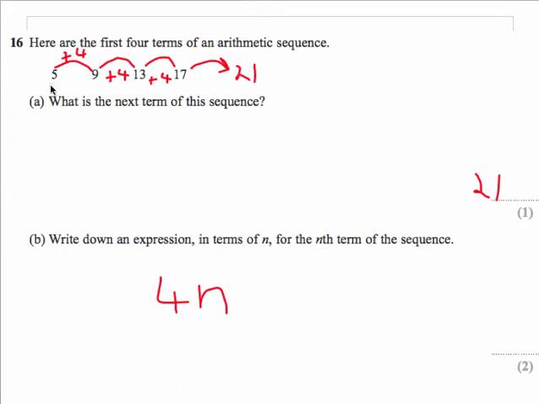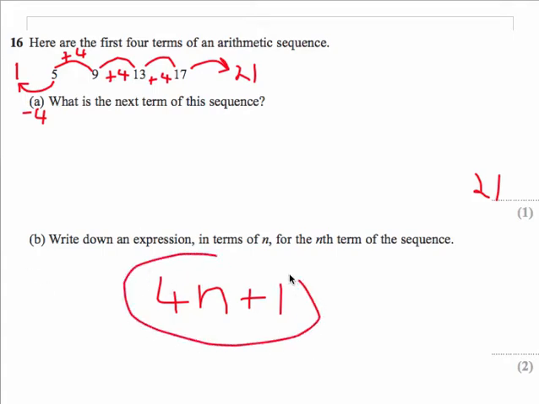Then what we do is we think, right, what would I have to do to go back to my 0 term, to the term before the first term? So if I'm adding 4 every time, to go back I need to subtract 4. And what would I get if I took away 4 from 5? I would get 1, a positive 1, and I need to add that to my expression, so my answer is 4n plus 1. Now that rule will give me any term in that sequence. For example, 17 here is the 4th term, and if I were to replace n with the number 4, I would have 4 times 4, which is 16, plus 1 gives me 17.